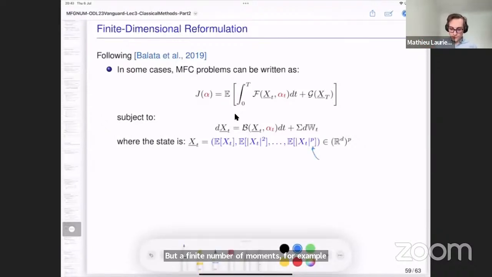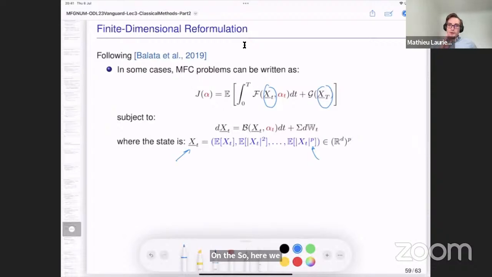So you see that here there is no distribution anymore. You only have what I denote by x underline, where x underline is a collection of moments up to order p. So, all right, I see there is another question. So maybe I will follow up on this after finishing this part on the mean-field control.